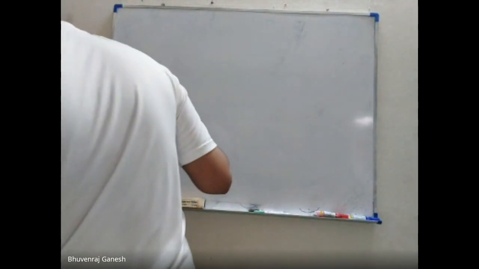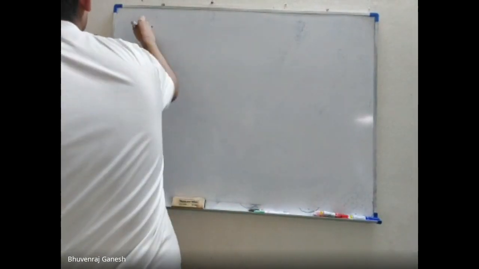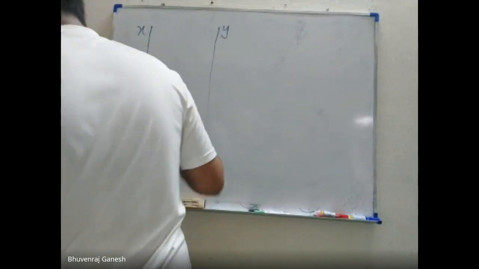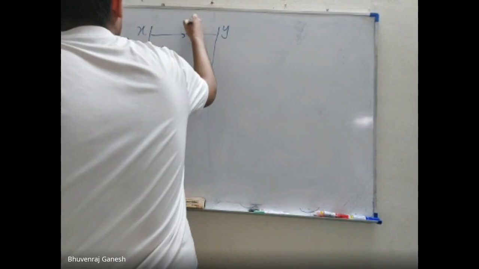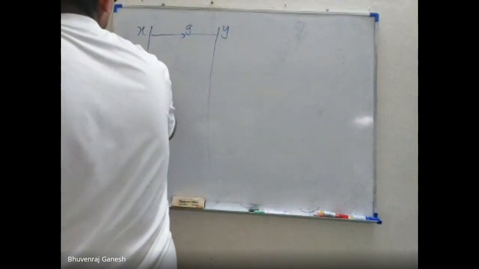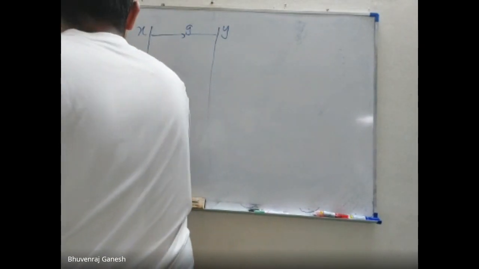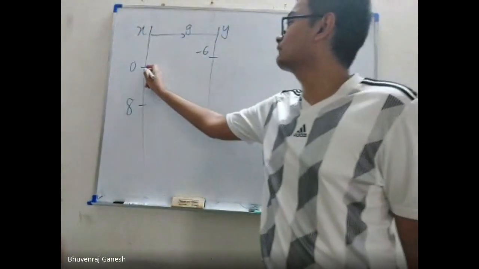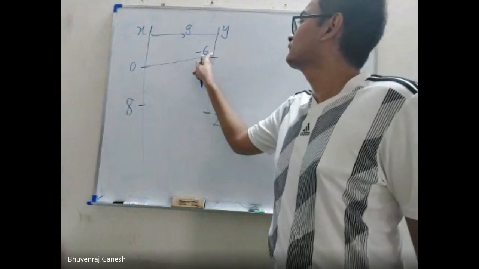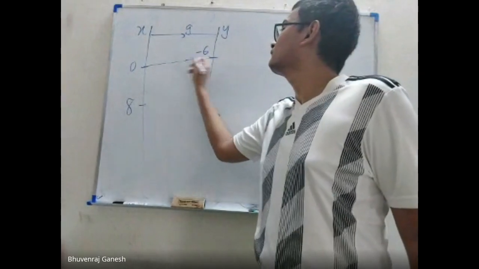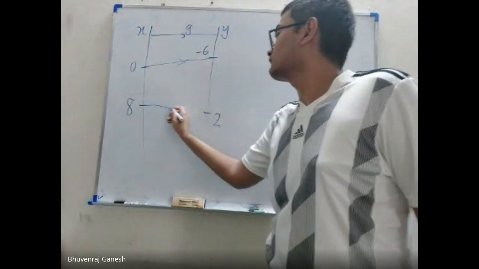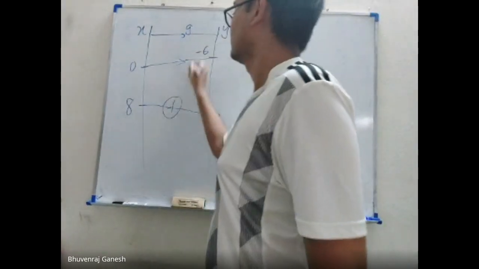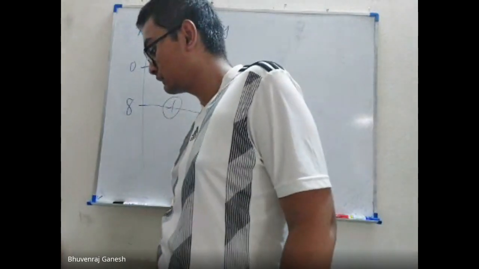Okay, so arrow diagram, let's say I have x and y here. Now I go back to x and y. Let's say g is the function that is mapping x to y. And I have values like 0 and 8 here, and negative 6 and 2 here. So let's say 0 maps to negative 6, and 8 maps to negative 2. You have to follow the arrows here to see which is the object and the image.